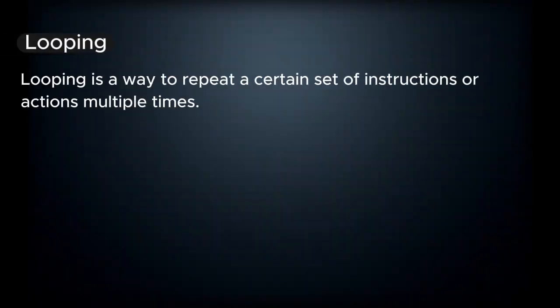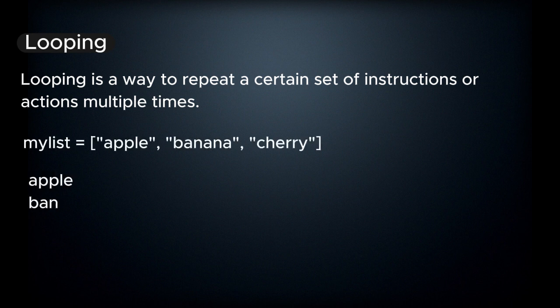Looping is a way to repeat a certain set of instructions or actions multiple times. It enables a program to automatically perform a task over and over again without having to write the same code over and over. Imagine you have a list of items and you want to go through them one by one and perform a specific action on each item. Instead of writing the same code for each item individually, you can use a loop to repeat the same code for every item in the list.